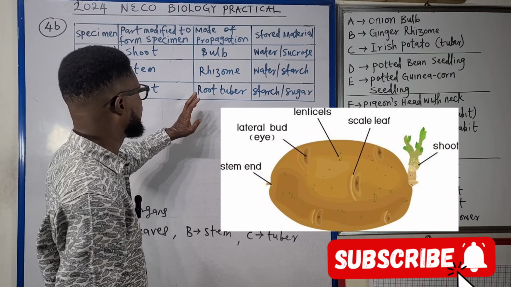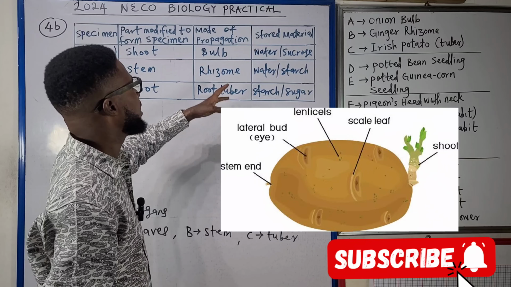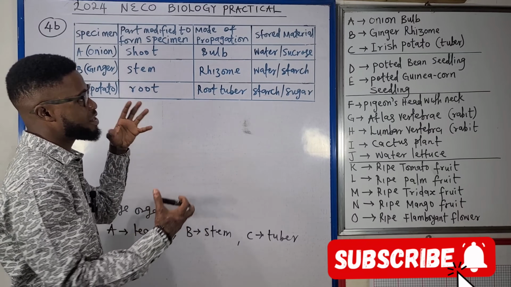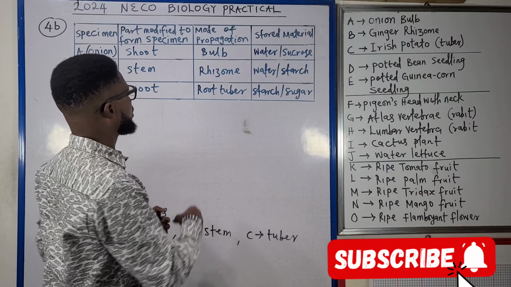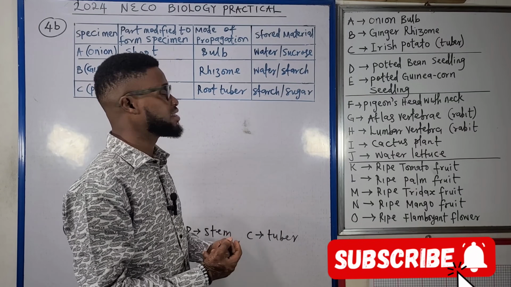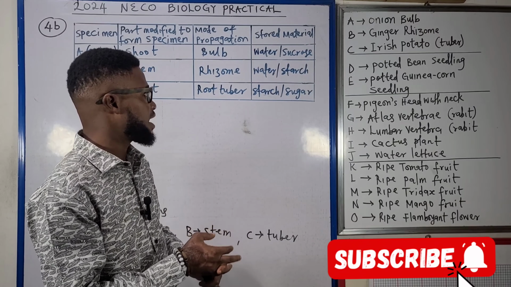So it is the root tuber, the rhizome, and then the bulb here, that is the mode of propagation. What are the materials stored in these various specimens? In the case of onion, if you cut it, you're going to see water. So water is there, and sucrose, a sugar which is a disaccharide, is there.